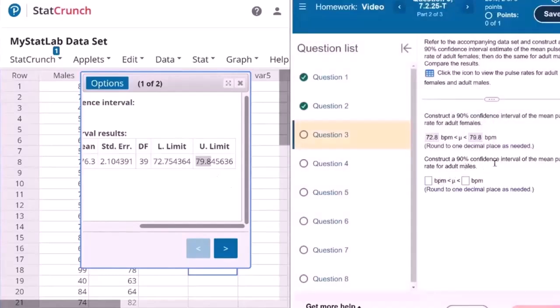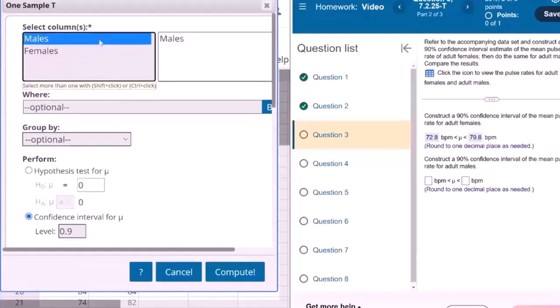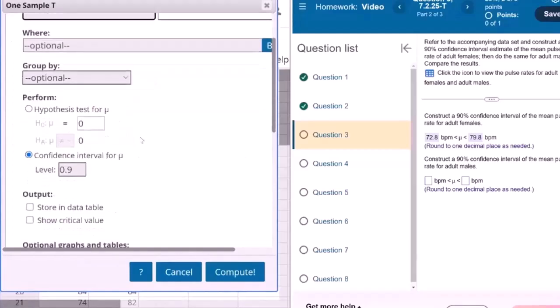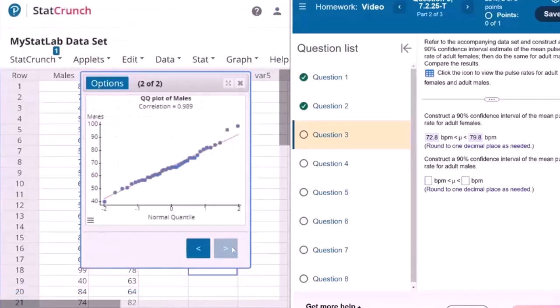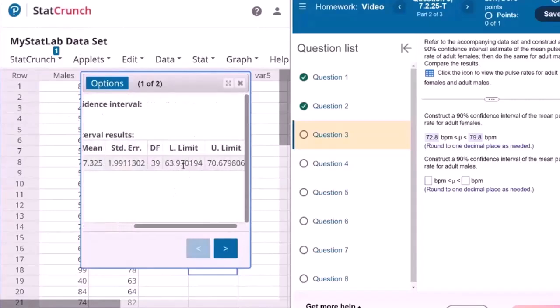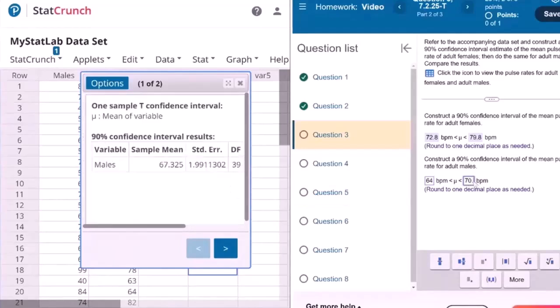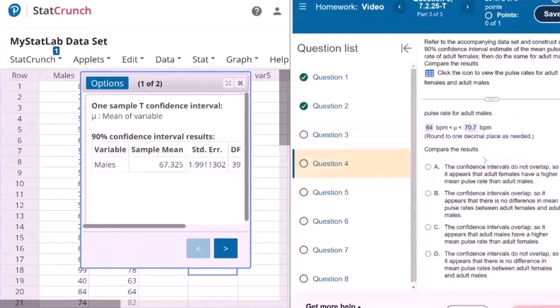Construct a 90% confidence interval of the mean pulse rate for adult males. Similar, just we're going to go up here, options, edit, and instead of females, we're going to pick males. Other than that, everything is the same. It's very normally distributed. We have our lower limit to 1 decimal place, 64, and our upper, 70.6. Compare the results. The confidence intervals do not overlap.